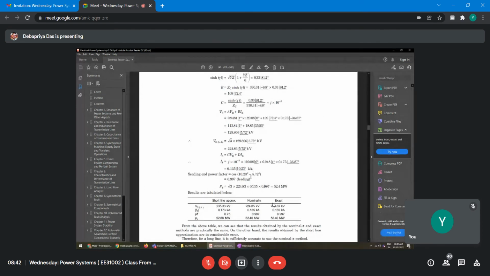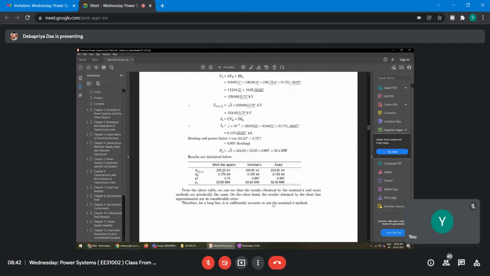Now, if you compare for a short line, the line to line voltage is 235.33, quite high, so the short line approximation is not correct. For the nominal pi it is 224.85 and exact also 224.83. Sending end current is this much for short line, but nominal pi and exact are very close. Now power factor for short line is very bad, 0.75, and this is 0.997. Now sending end power is 52.88 for short line. Here it is 52.4, 52.4.